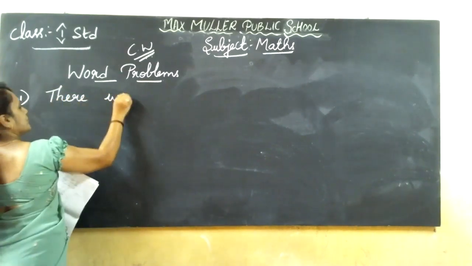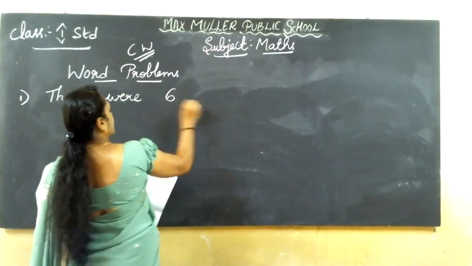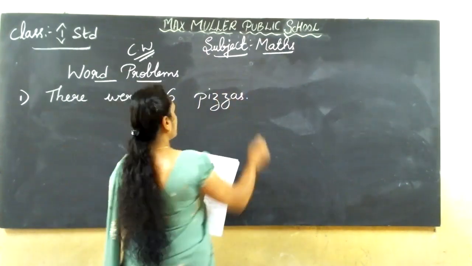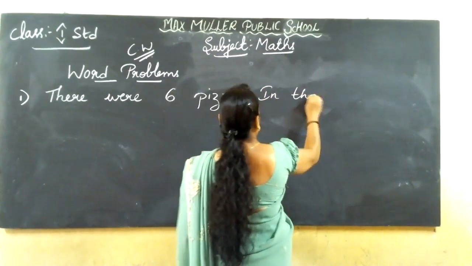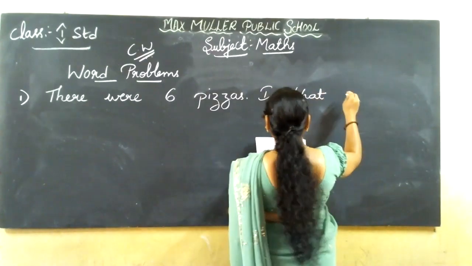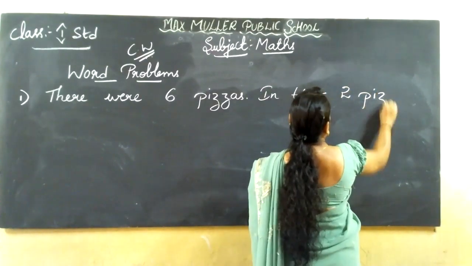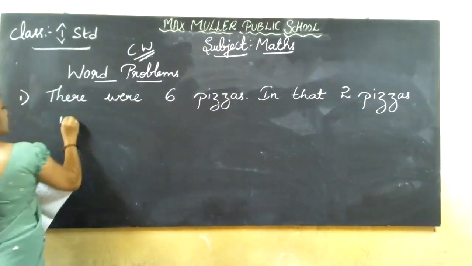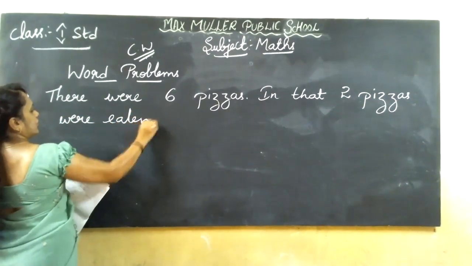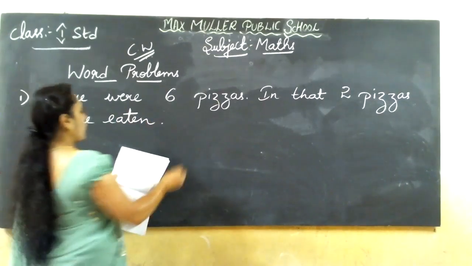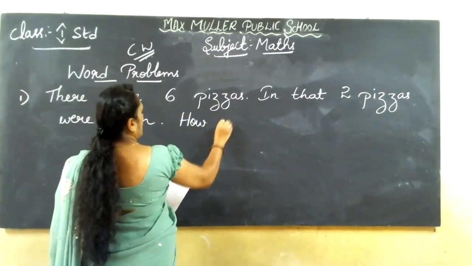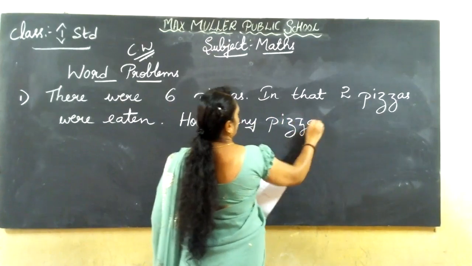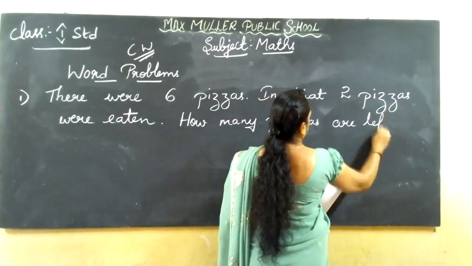There were 6 pizzas in that, 2 pizzas were eaten. 2 pizzas were eaten. How many pizzas are left?